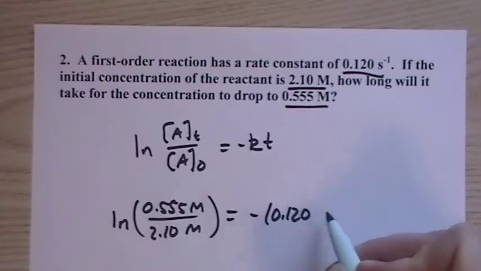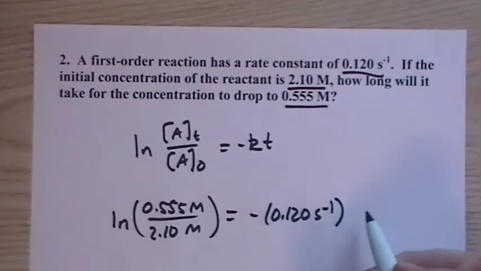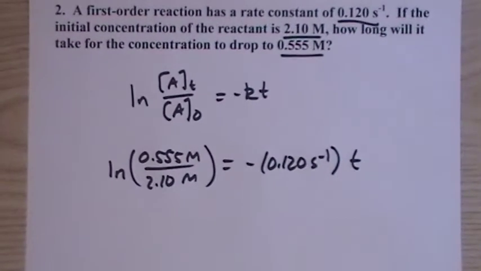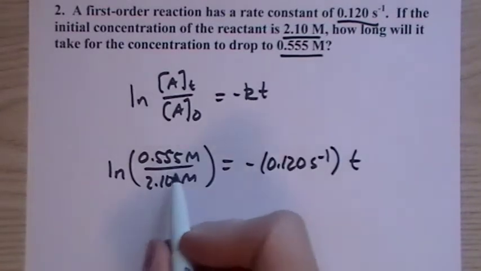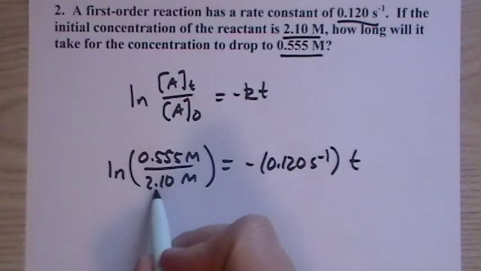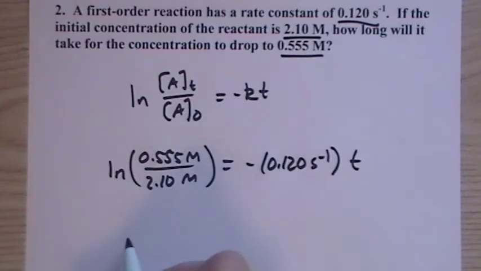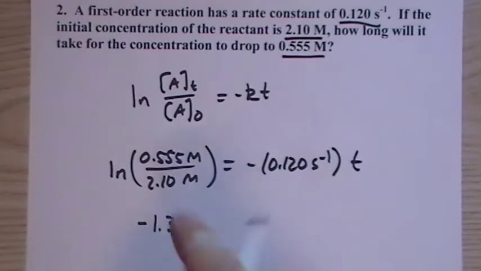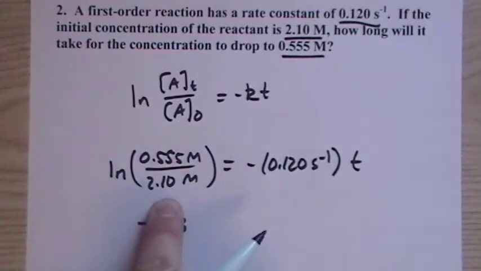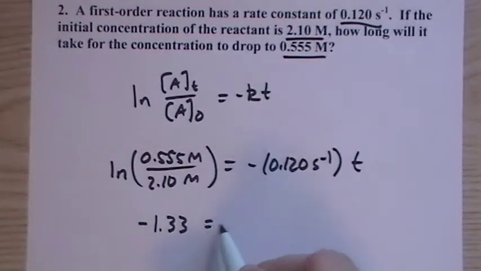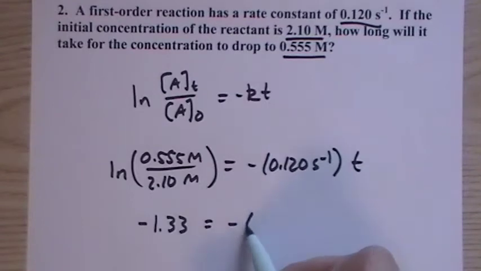The K value, notice inverted seconds here, and this time we're solving for T. Well, when we take 0.555 divided by 2.10, take the natural log, we end up with minus 1.33. Since this number is smaller than this number, this whole term is less than 1. The natural log of something less than 1 is going to give us a negative value. That's why we have that negative there, as I stated before.